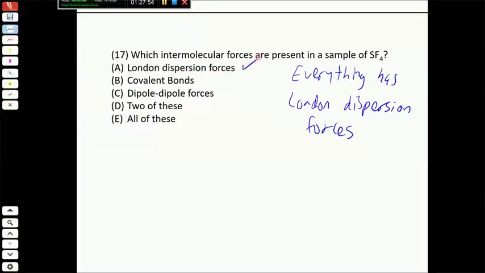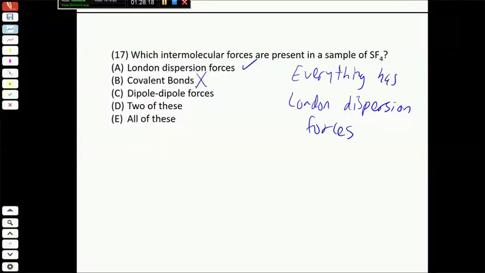So that one we know is going to be an intermolecular force that's present in a sample of SF4. The next one, covalent bonds: are we going to ever pick this answer choice? And why not? Yes, I think I heard the answer out there somewhere. The reason we wouldn't pick this is because this is not an intermolecular force.